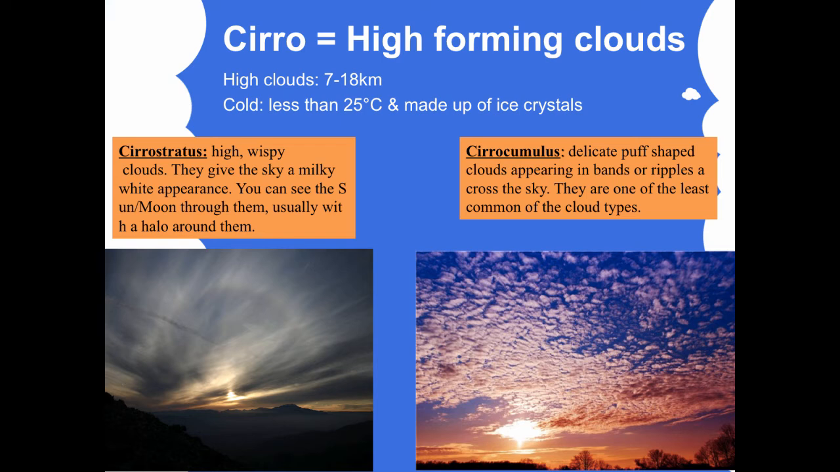Cirrocumulus is a high-forming cumulus-shaped cloud. So these are delicate puff-shaped clouds. You can see these in bands or ripples across the sky, and you usually see these in the summer, and they're kind of the least common type of cloud you're going to see.